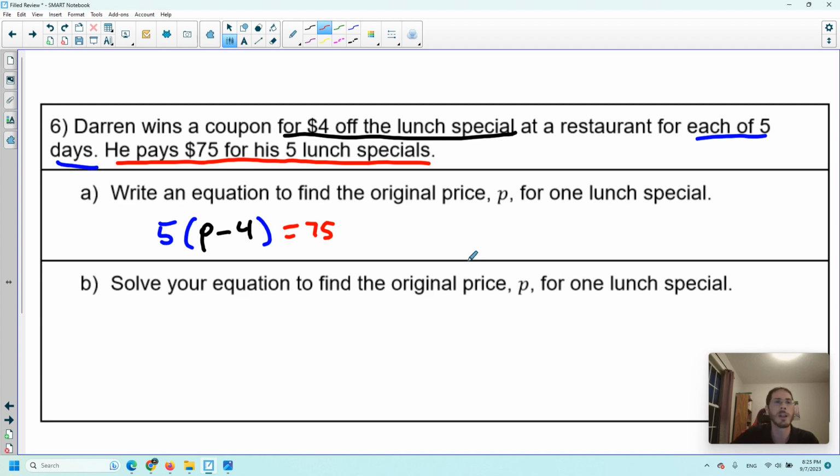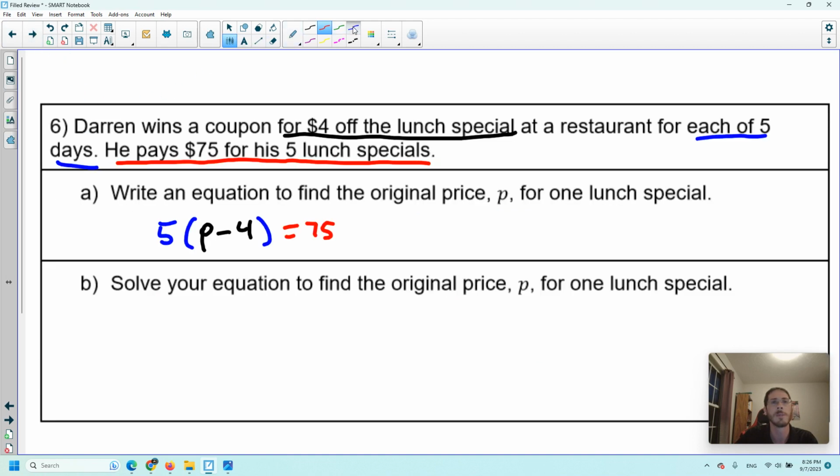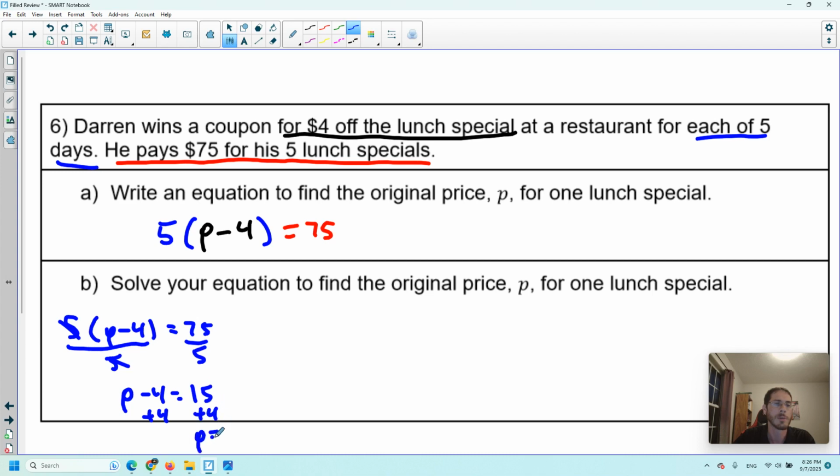And just like we did with the last question, with question 5, we could solve it either way. We can either distribute or we can divide. Personally, since we set it up and since we developed it like this, I'm thinking that maybe doing the division first is going to be a little easier. If I divide everything by 5, we'll get p minus 4. 75 divided by 5 is 15. We add 4 to both sides. We get p equals 19.